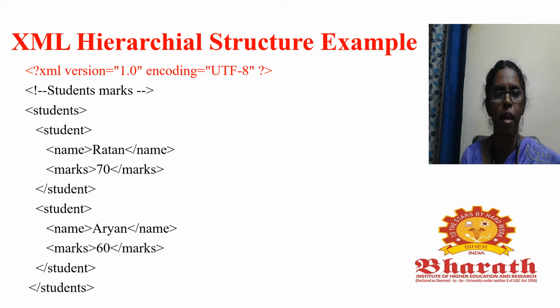Then again the same structure we are following for the next data. RN marks is 60. So we are having two data, student data, that is stored under the students tag. So this students tag follows the student structure, that is name as well as the marks. So we can define the structure in XML.